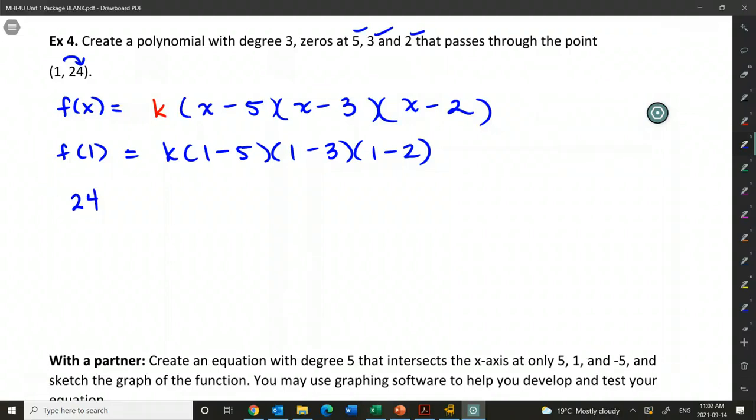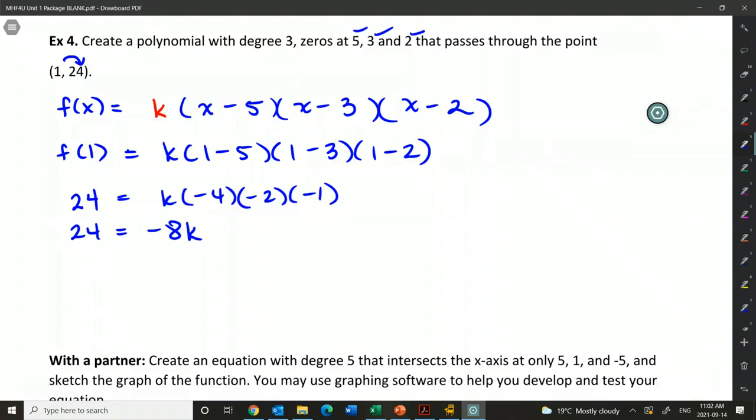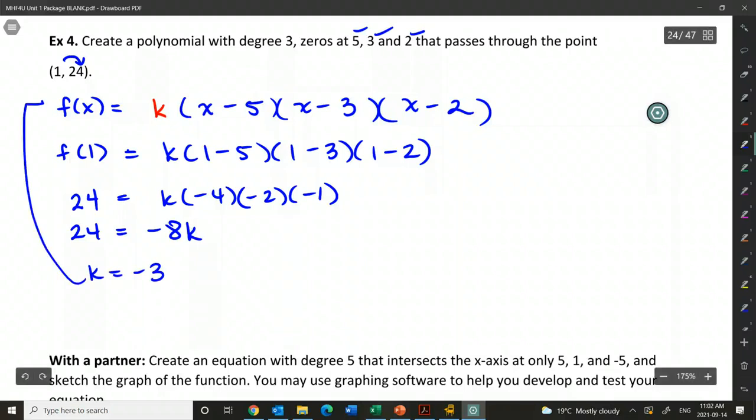F at x just replaces y. Remember that from grade 11? And then we're just going to simplify our brackets. -4, -2, -1 gives me -8k. Just multiplying here. And then divide the -8 out. Gives me a k value of -3. You sub it back into the original equation with no points subbed in.